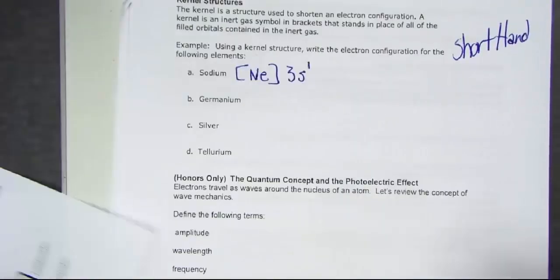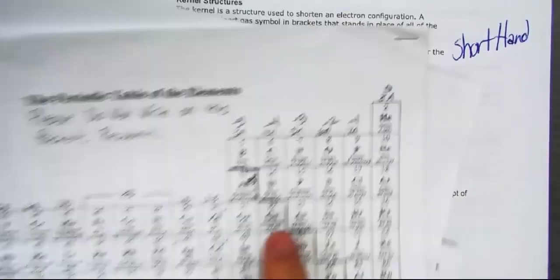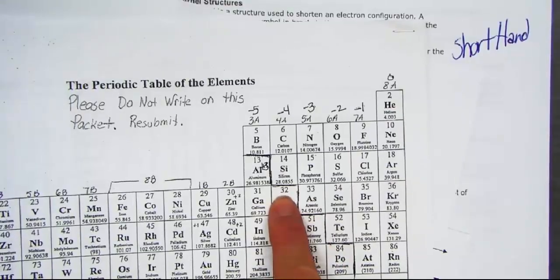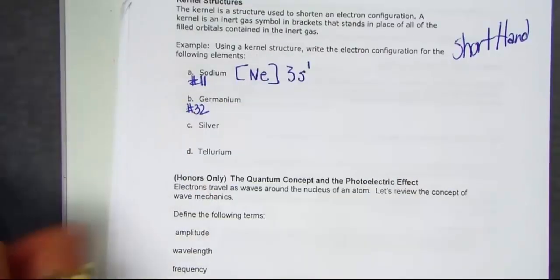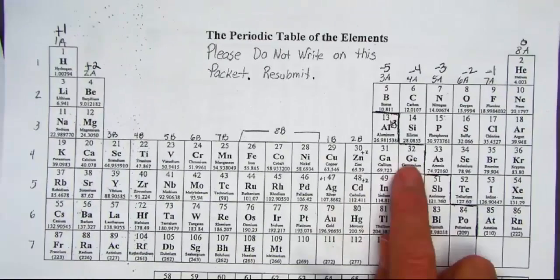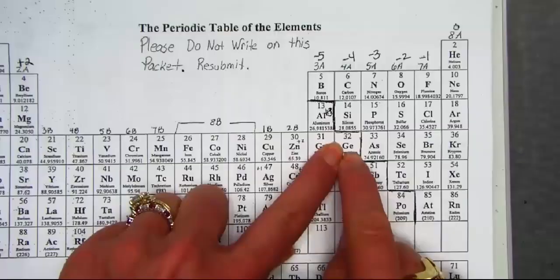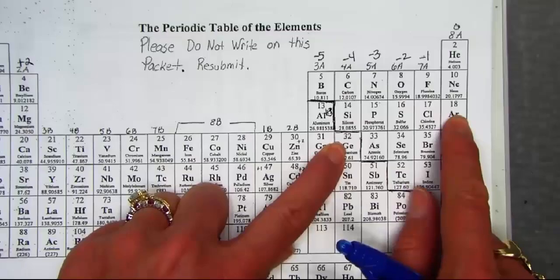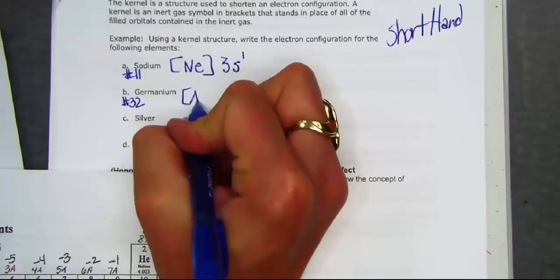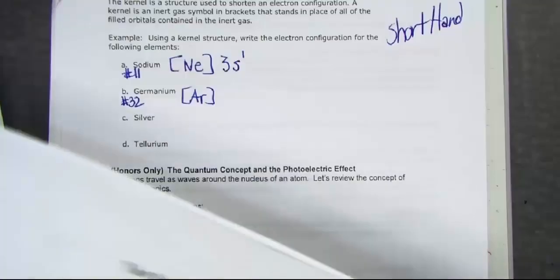Let's model another. Germanium. Germanium is number 32. Who's the last noble gas we pass through before arriving at germanium, number 32? Well, the last noble gas we passed through was argon, number 18. So in a bracket, I'm going to place argon, and that denotes the first 18 electrons. Now where do we pick up?